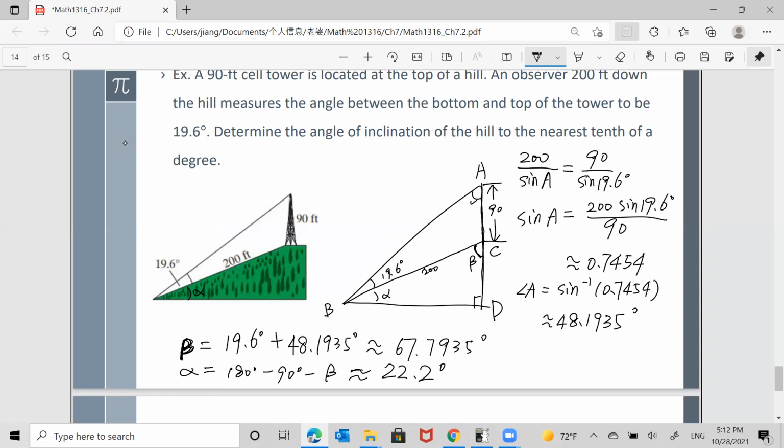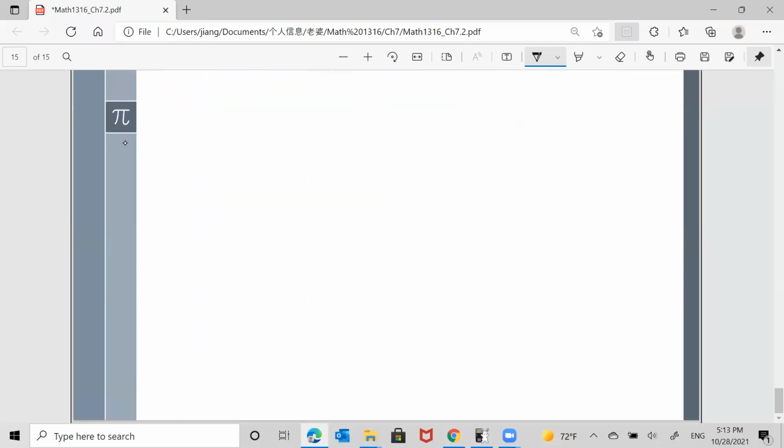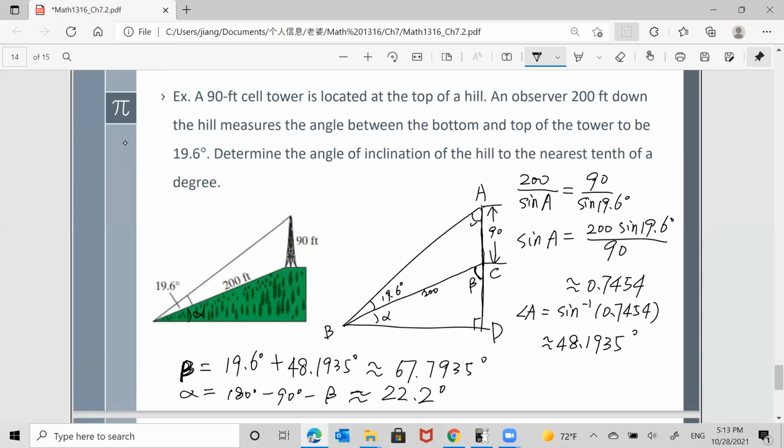The question is asking for the angle of inclination of the hill to the nearest tenth of a degree. So this is the way we solve for alpha. If you have your way, it's easier. You can let me know, and we can use your way because we can save a lot of time. I think that's the last question of this chapter 7.2. If you have any questions, please let me know, and have a good one.